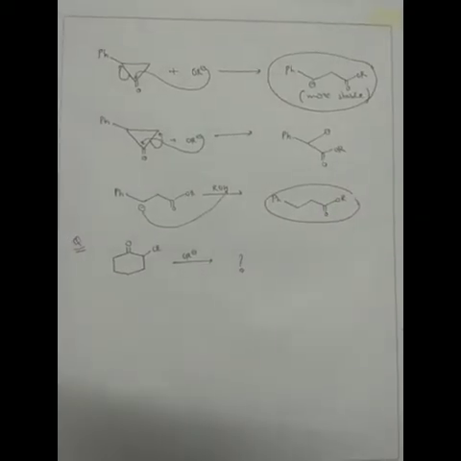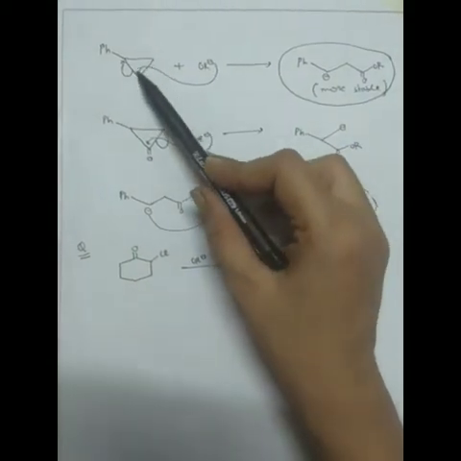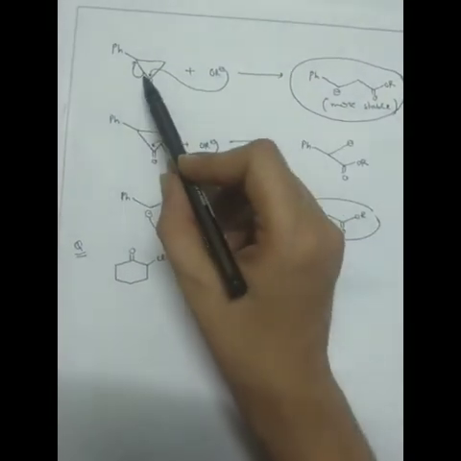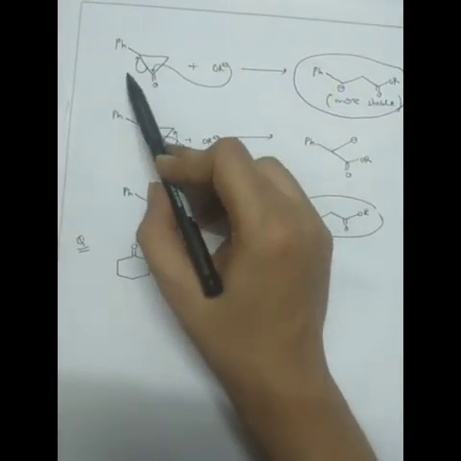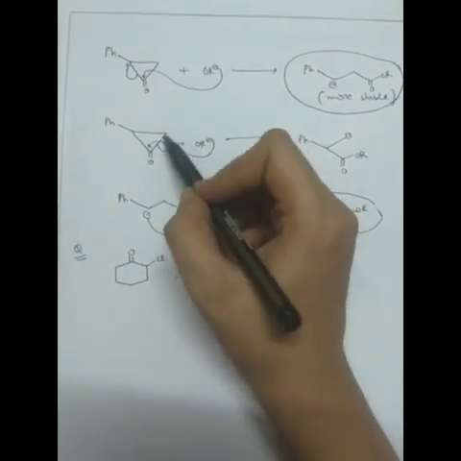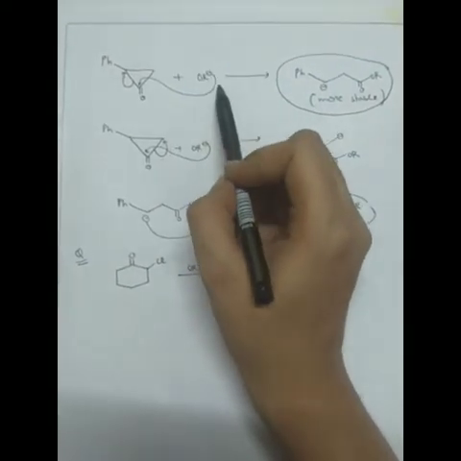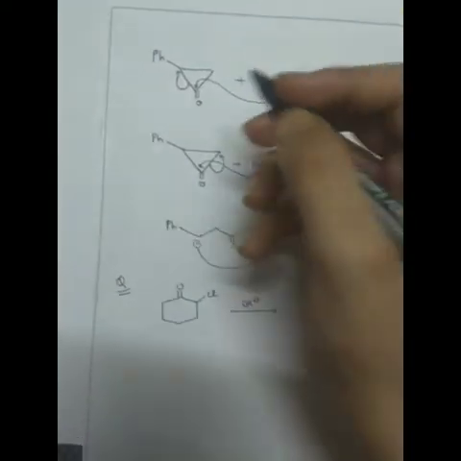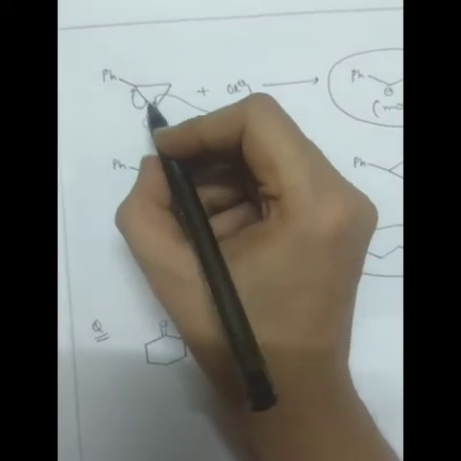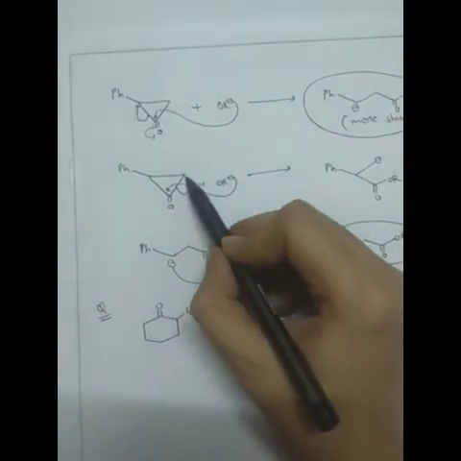Further, the alkoxide ion, being nucleophilic in nature, attacks this carbonyl side in such a manner that the bond shifts its electrons either here or here. Now we have to see which is major. So I'm showing you both of them. The alkoxide attacks this carbonyl, the bond shifts here and then comes back, and the bond shifts either here or here, right?